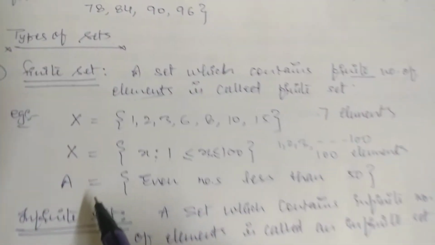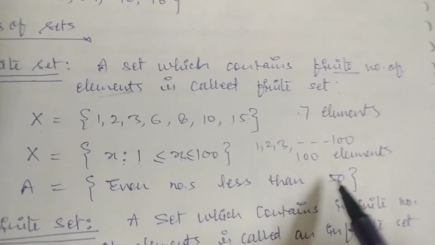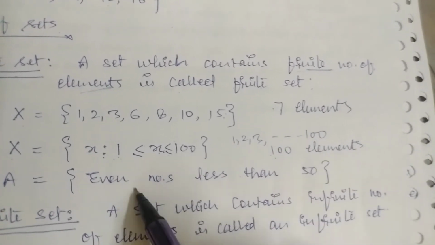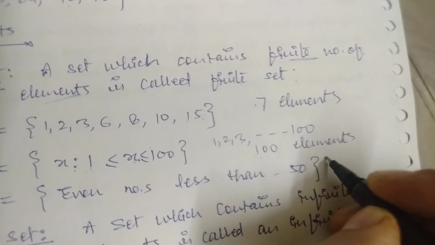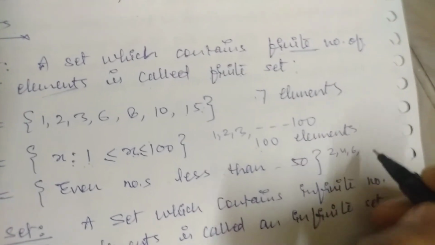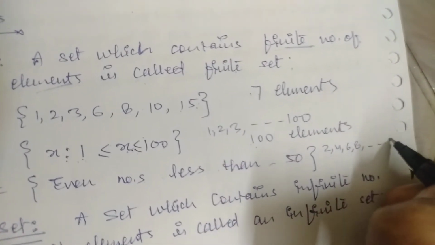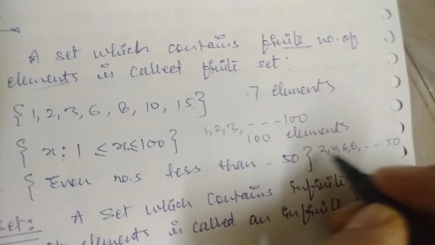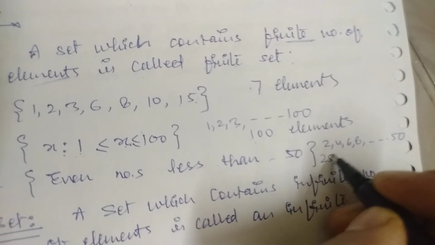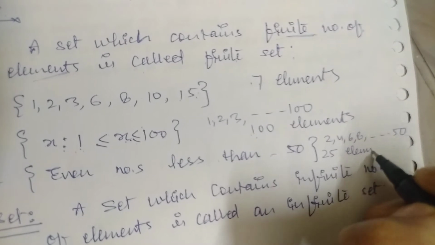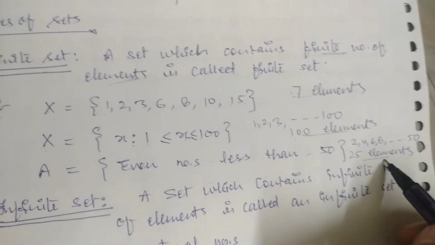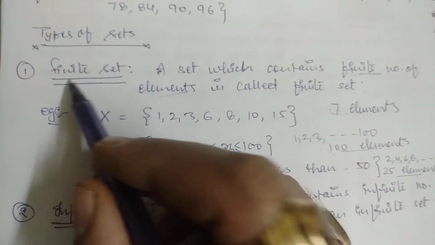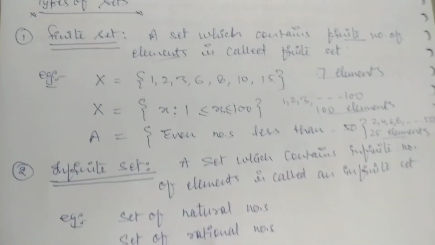Because these elements are countable, it is called a finite set. There is one more example. Capital A is equal to even numbers less than 50. Even numbers less than 50 means 2, 4, 6, 8 and so on up to 50. So all these numbers are 25 elements. Since we can count these elements, all these sets are called finite sets.